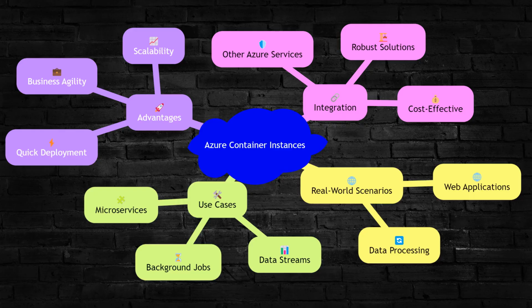Azure Container Instances are used in various real-world scenarios, from simple web applications to complex data processing tasks. For example, ACI can be used to run background jobs, process data streams, or host microservices. Companies leverage ACI for its quick deployment and scalability, enabling them to respond rapidly to changing business needs. By integrating ACI with other Azure services, businesses can build robust, scalable, and cost-effective solutions.